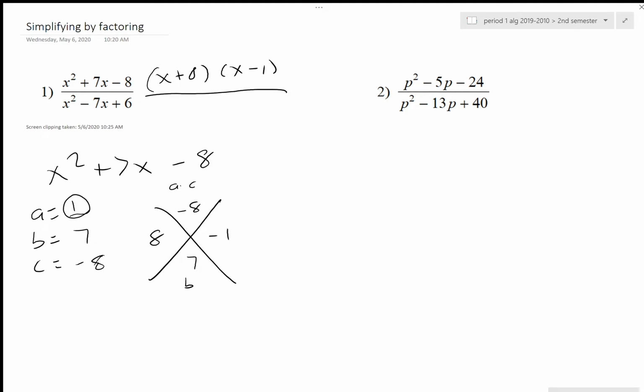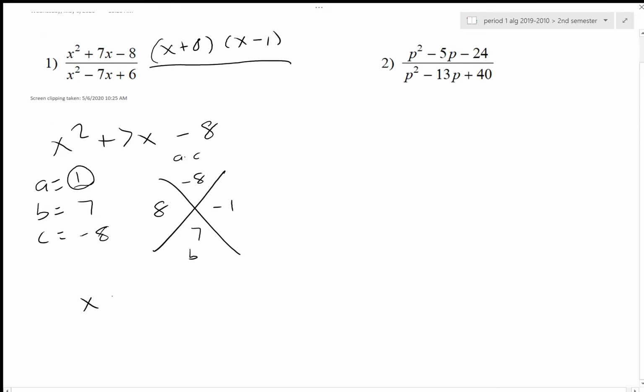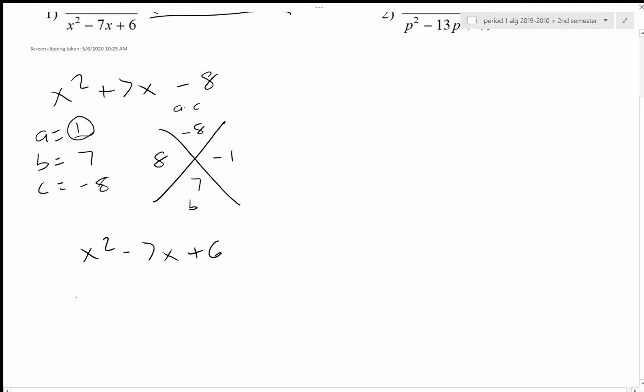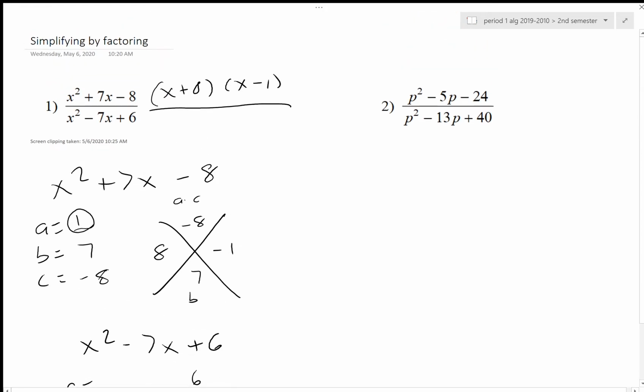Now we'll do the same thing for the bottom. x squared minus 7x plus 6. A is 1, B is negative 7, C is 6. We have 6 and negative 7. And in this case, we will have negative 6 and negative 1. Okay? So x minus 6, x minus 1.